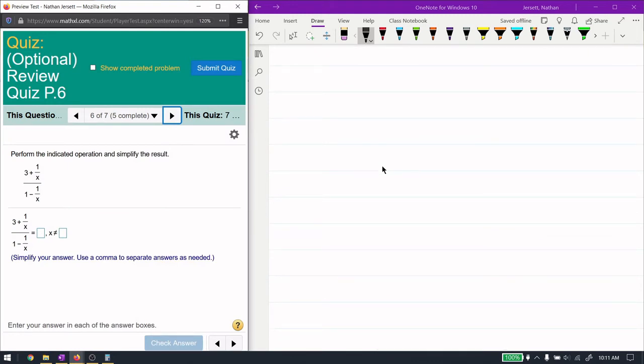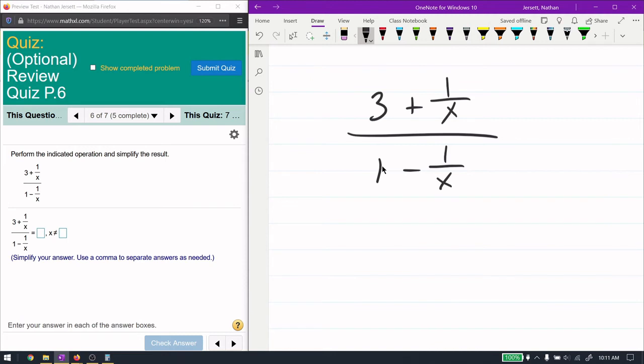Okay, this is called a complex fraction. And a complex fraction is just a fraction within a fraction, which is not nice to work with. So we're going to do something to make it no longer complex. And we do that by multiplying everything by the least common denominator of everything. So this 3 is the same thing as 3 over 1. And this 1 is the same thing as 1 over 1. So the least common denominator of everything is x.